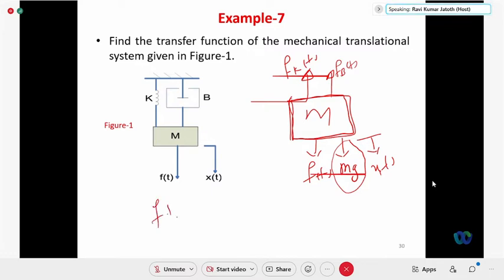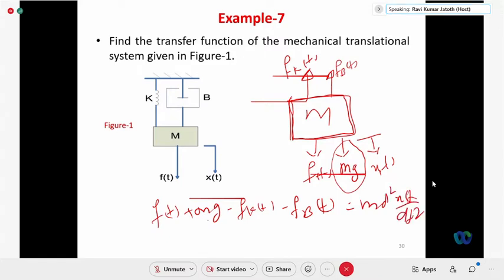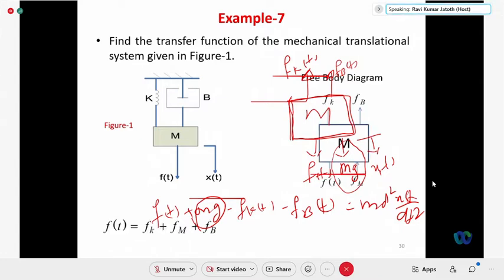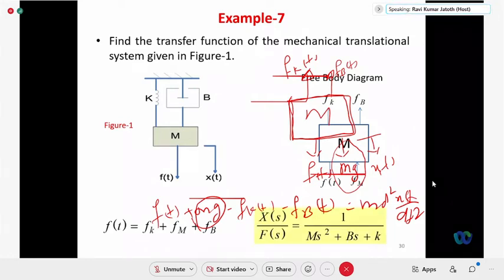F of t plus mg minus fk of t minus fb of t is equal to m d square x of t by dt square. As mg is constant, it can be added at any moment, so generally the constant is neglected and you can add it in the analysis. That is the difference. Then X of s by F of s is equal to 1 by ms square plus bs plus k.